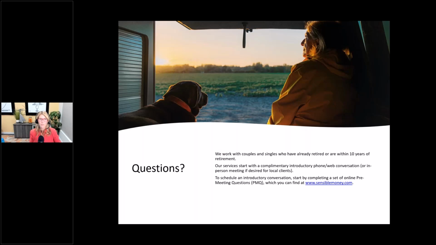What is the relationship with Sensible Money and a client after a juicing plan without managing the portfolio? Is it one and done, annual review for a set time? What would the relationship be?